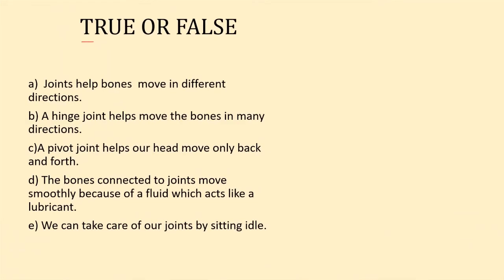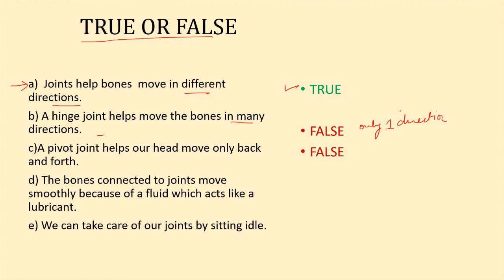True or false? First, joints help bones move in different directions. Of course, true. A hinge joint helps move the bones in many directions. False. A hinge joint helps move bones in only one direction. A pivot joint helps our head move only back and forth. Of course not. A pivot joint, which is there in our neck, helps our neck to move not only back and forth but also sideways.